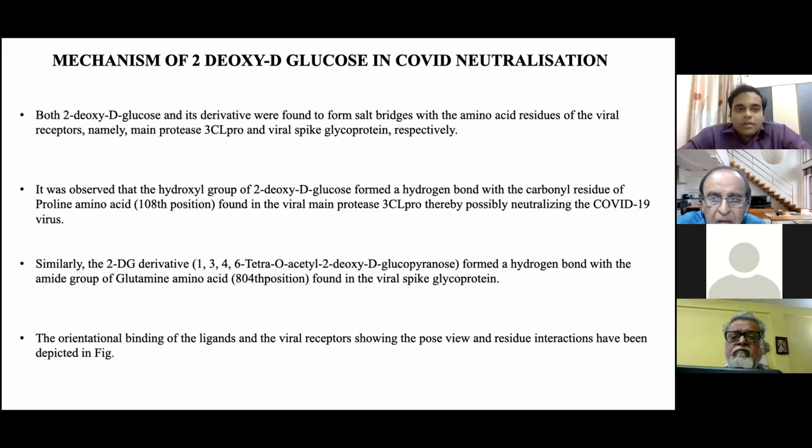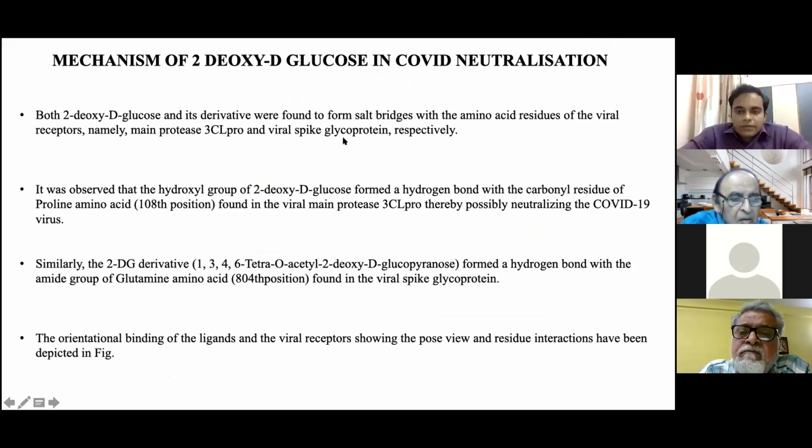So it can form salt bridges with amino acid residues, namely protease, CL-Pro, and viral spike glycoprotein. It was observed that the hydroxyl group formed a hydrogen bond with the proline amino acid, and thus it can neutralize the virus. Its derivatives can also do similar work, basically forming a hydrogen bond. And binding of ligands and viral receptors is thus hindered in such scenarios.